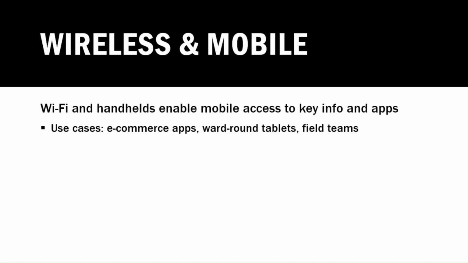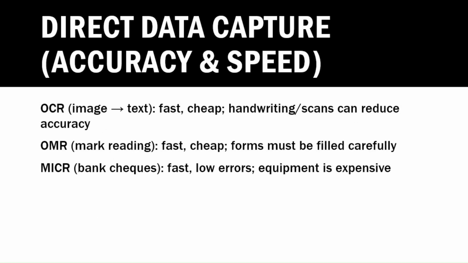Wireless and mobile. Wireless networks and handheld devices give mobile access to core applications and data. Practical uses include retail applications, hospital ward tablets, and field teams updating information in real time. Direct data capture for accuracy and speed.